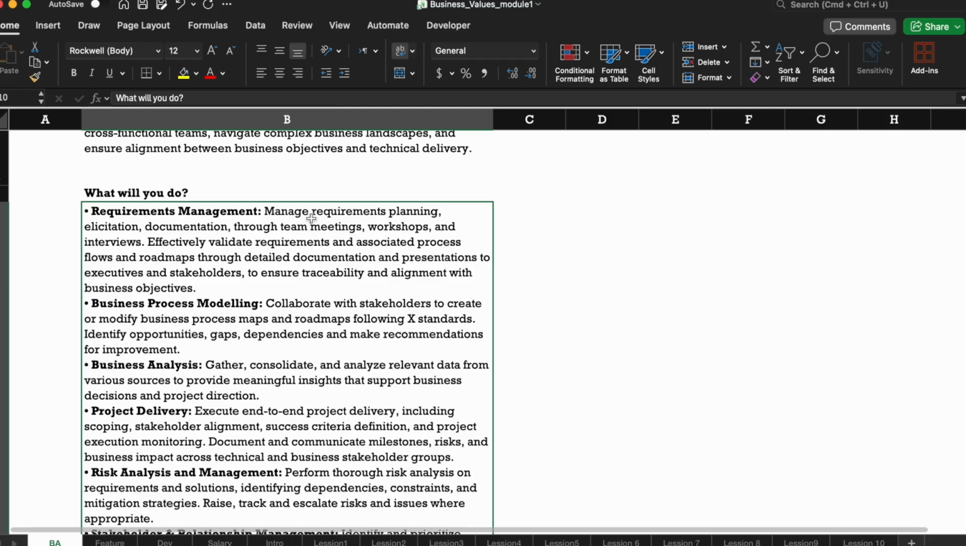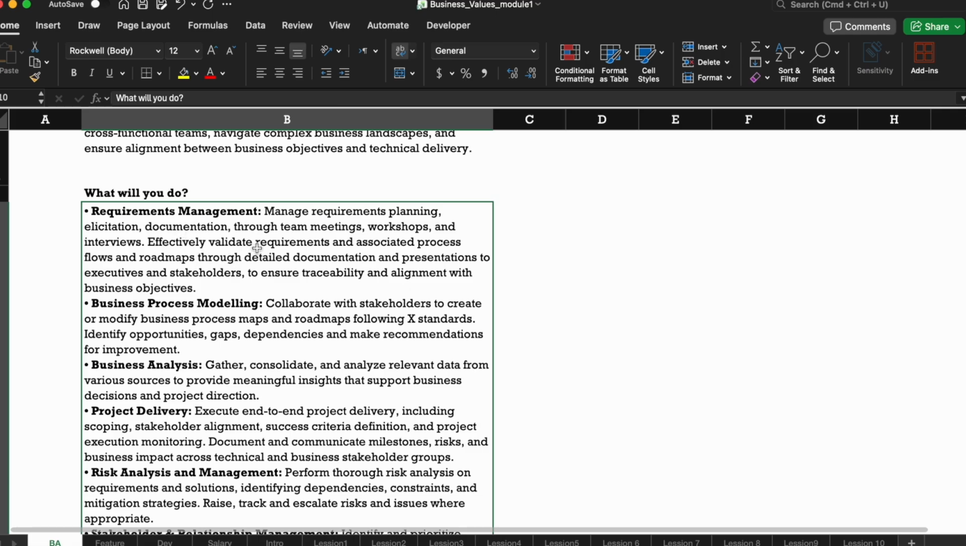Let's read this: manage requirements planning, elicitation, and documentation through team meetings, workshops, and interviews. Here they are mentioning how you gather requirements. There is no specific way to gather requirements. It depends on the company and the team. That's your core skill as a business analyst.